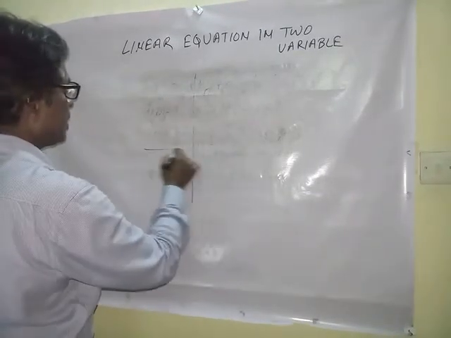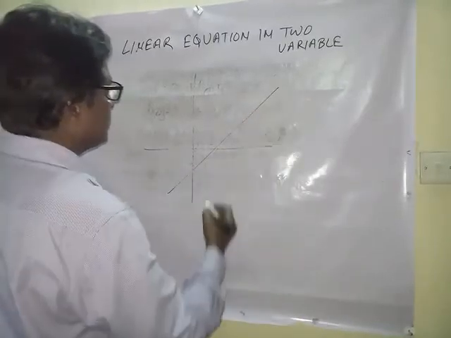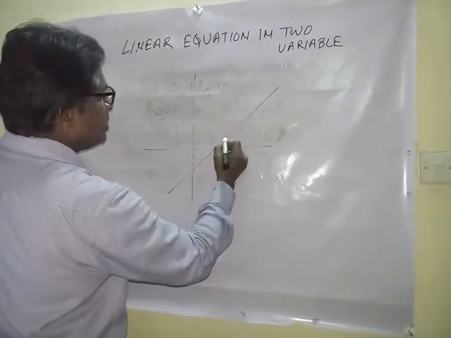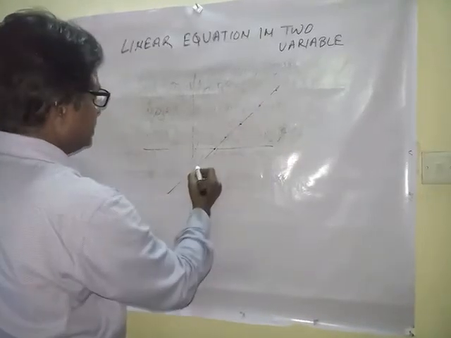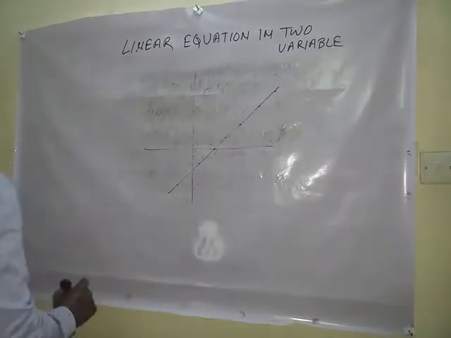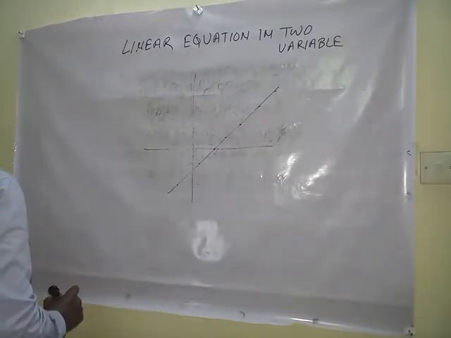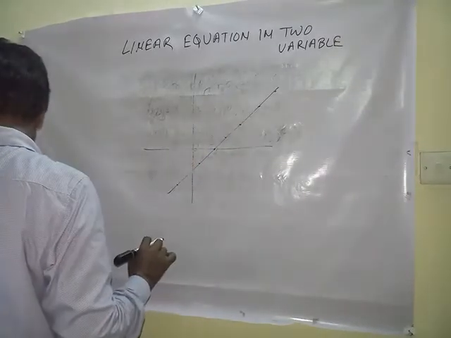So one linear equation can have many solutions, because if you draw a linear equation on a graph, every point which is falling on that line is a solution to that linear equation. One linear equation can have infinite solutions.